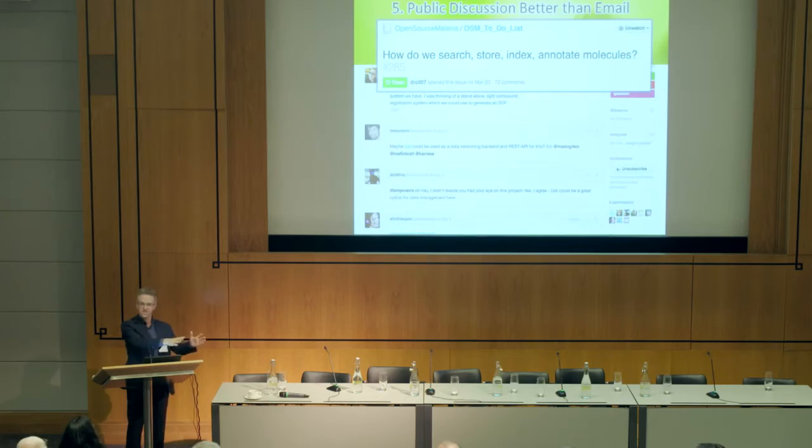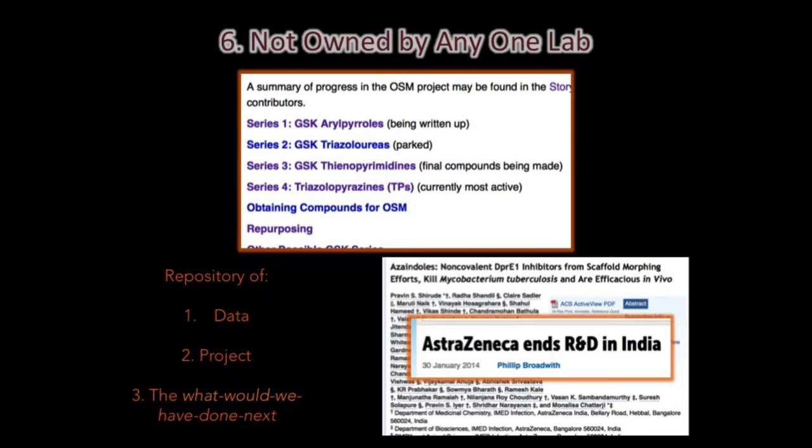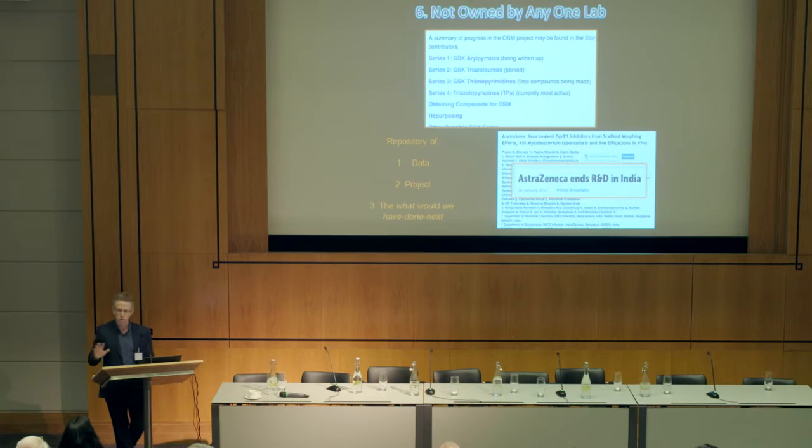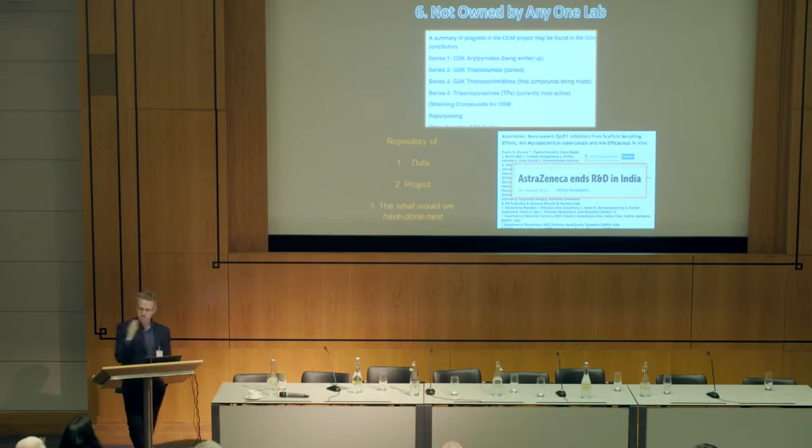And the last one is that the project is not owned by any one lab. So it's very important for Wikipedia, for example, that it's not called Jimmy Wales's Encyclopedia, right? Because if it was called that, no one will contribute. It has to be a project which exists independently of the people. So with open source malaria, the idea is we operate it in a way that if we stopped tomorrow, people could carry on. We'd have to give people a couple of passwords, that's all. But other people could then continue with it because it's based on an open platform that anybody can use.